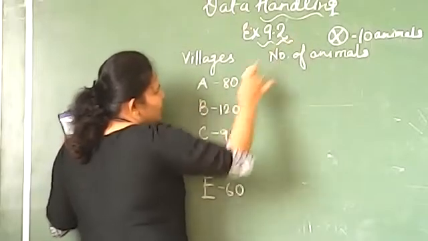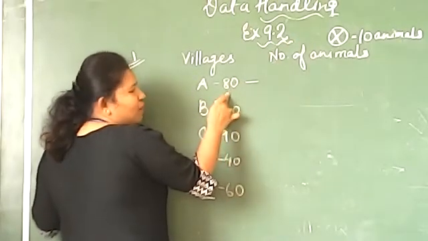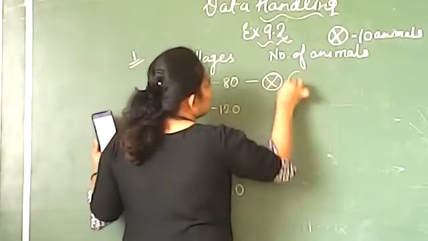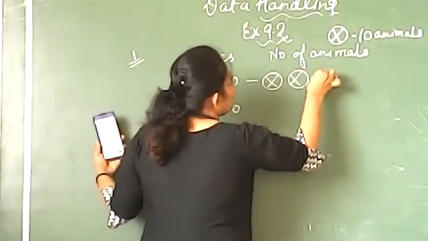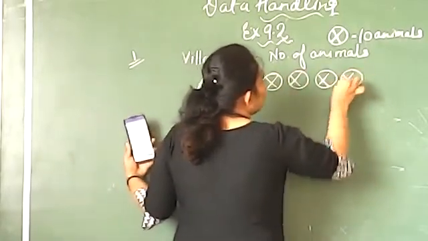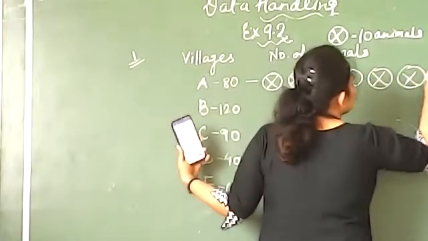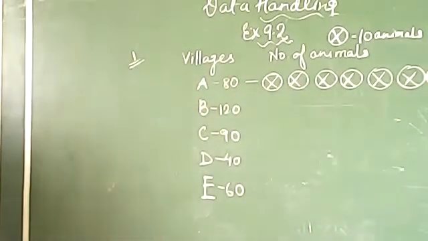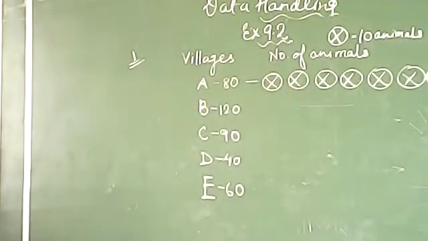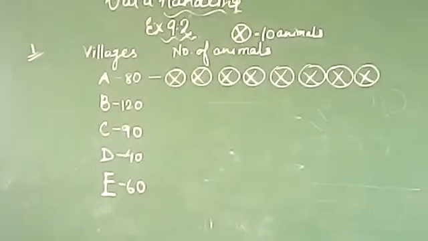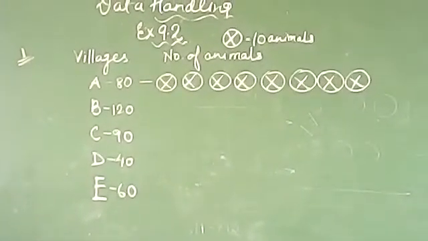So you are knowing one picture represents 10. So we want here total 8 pictures. So 1, 2, 3, 4, 5, 6, 7, 8. So you are knowing that we want here 80 animals. So we will be drawing total 8 pictures for this. Okay. Now let's try the second one.